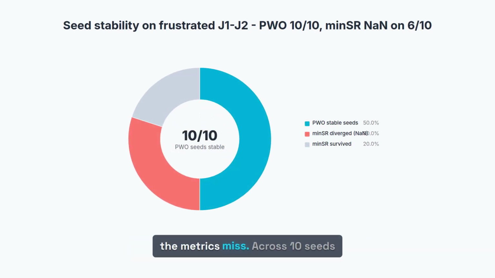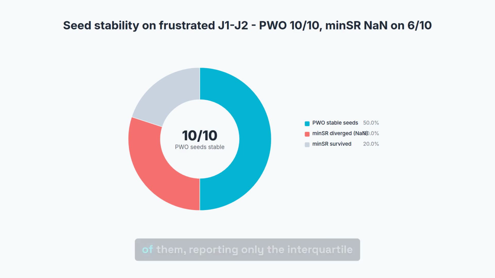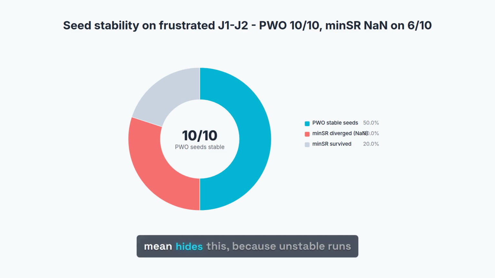Stability is the headline the metrics miss. Across 10 seeds on the frustrated chain, the proximal update is stable on all 10. Min-SR diverges to NaN on 6 of them. Reporting only the interquartile mean hides this because unstable runs produce extreme outliers that drag the average. A faster mean is not the same as a method that survives every random seed.